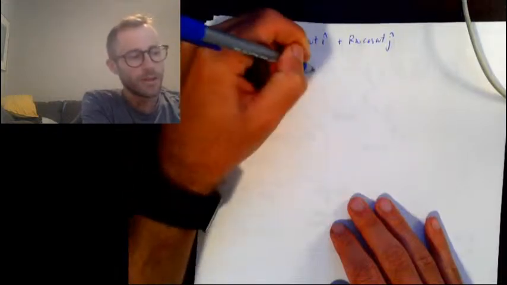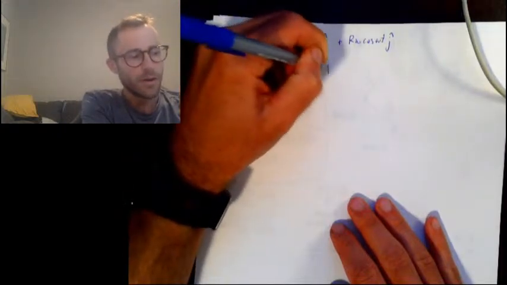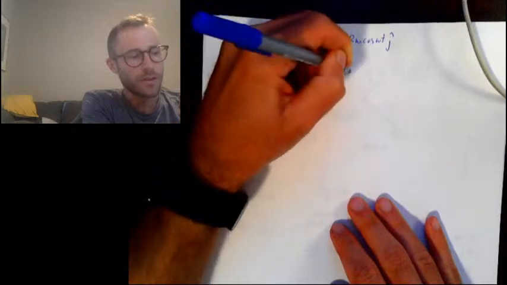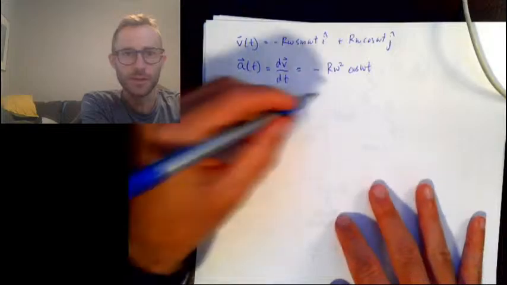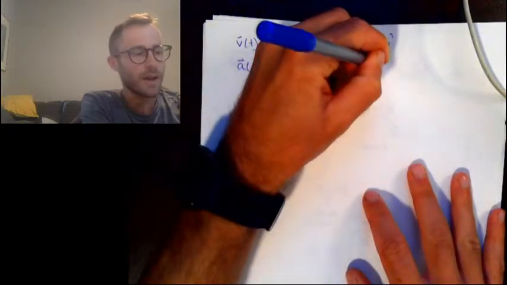So we get negative r omega squared cosine of omega t times i hat.